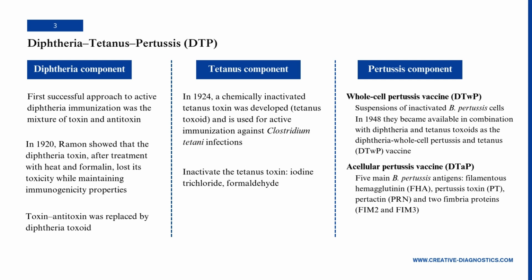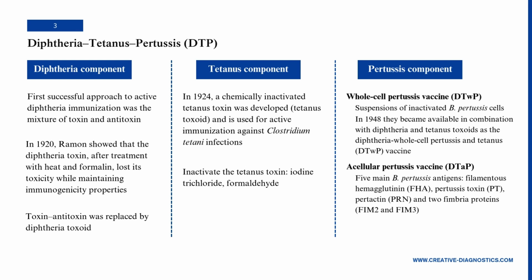First successful approach to active diphtheria immunization was the mixture of toxin and antitoxin. In 1920, Ramon showed that the diphtheria toxin, after treatment with heat and formalin, lost its toxicity while maintaining immunogenicity properties. As a result, toxin, antitoxin was replaced by diphtheria toxoid. In 1924, a chemically inactivated tetanus toxin was developed and is used for active immunization against Clostridium tetani infections. It is now known as tetanus toxoid.